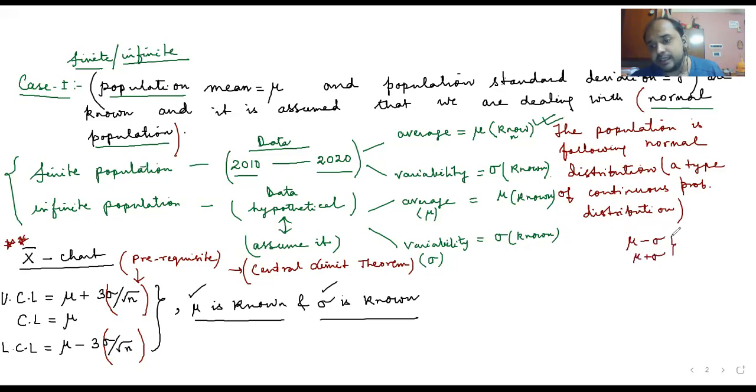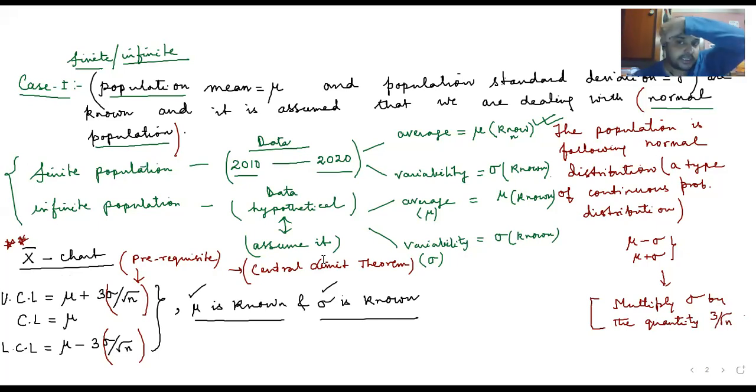That was in general. Now, if I ask you to write the upper control limit and lower control limit of the X bar chart, then you have to multiply the sigma by the quantity 3 by root n. That is the difference. That is the difference.